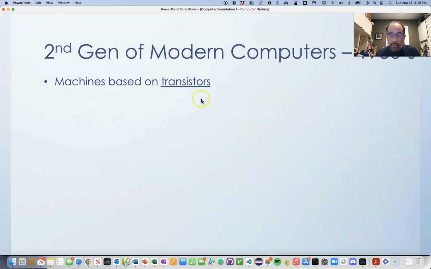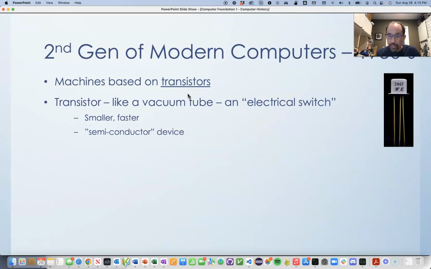Second generation was based upon the invention of the transistor. Now the transistor was a device that functioned in the same way as a vacuum tube. It was basically just an electrical switch. So it's just like a light switch. You could turn it on and off. A light switch is a mechanical device that with my hand I could turn the switch on or I could turn the switch off. A transistor is different in the sense that the control is not mechanical to turn it on and off, but instead there's an electrical input that you can provide that will turn it on or off.